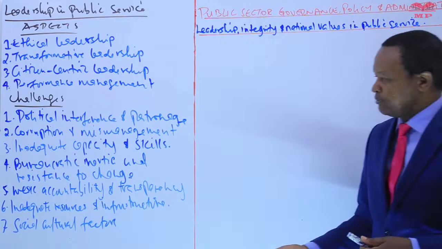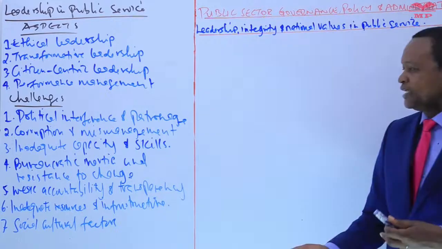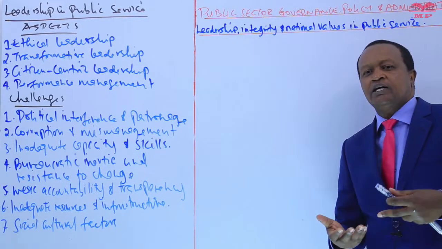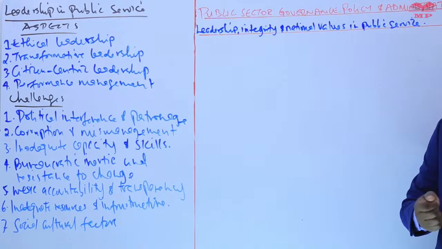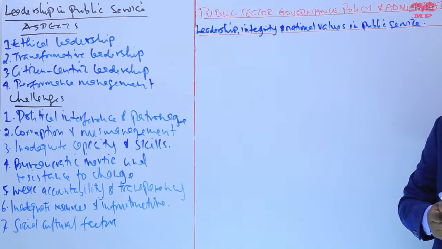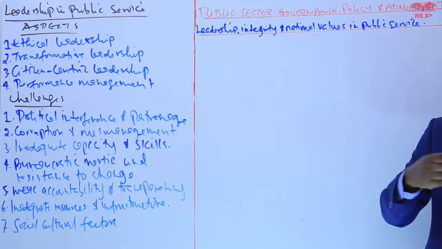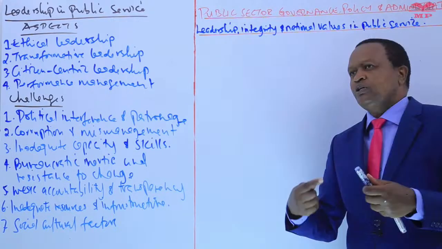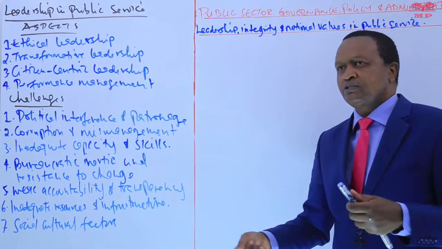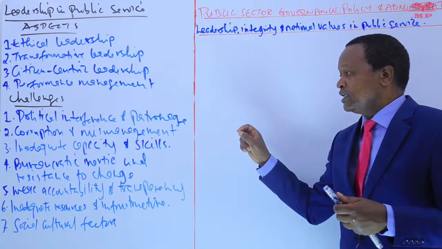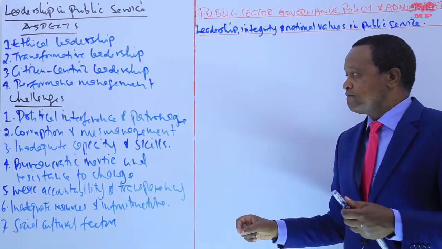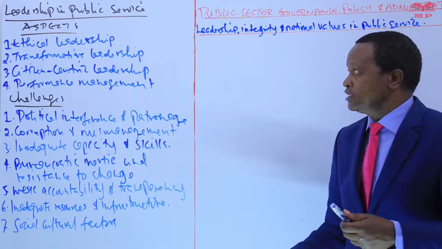We are talking about social cultural factors which can hinder merit-based appointments and promotions. So Kenya is deeply rooted into tribalism and nepotism, which influences choices, influences who works in the public sector, and that has hindered proper service delivery. So these are 7 challenges in the public sector.